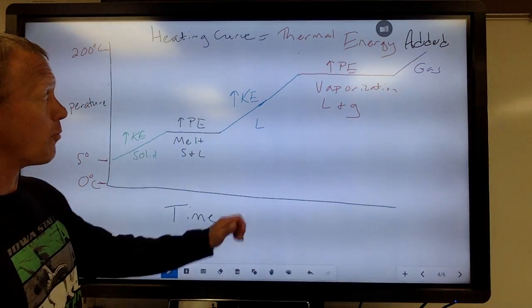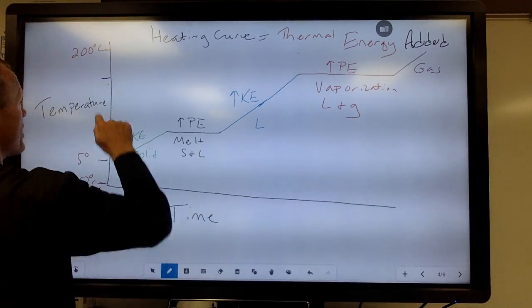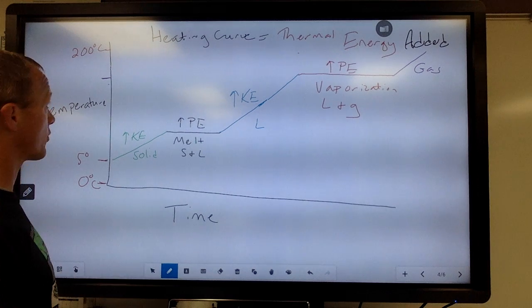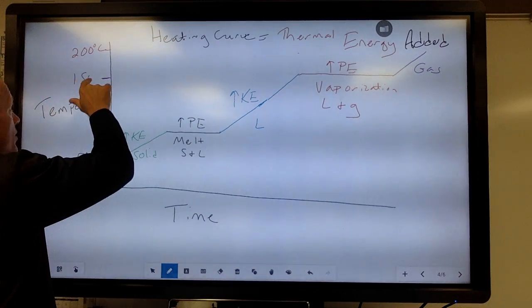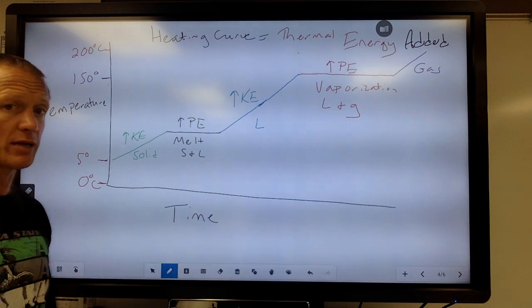If I asked you what your boiling temperature was, just come across this line. Whatever's right here would be your boiling temperature. So maybe in this case, it's 150 degrees Celsius, somewhere in there is the boiling point of that substance. That's what temperature would boil at.